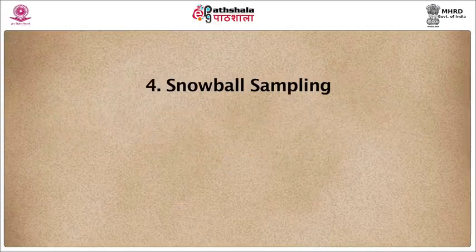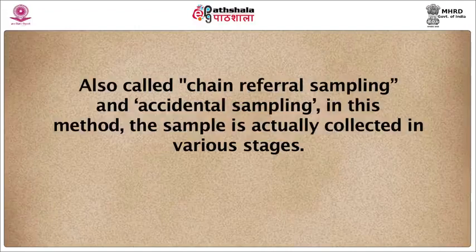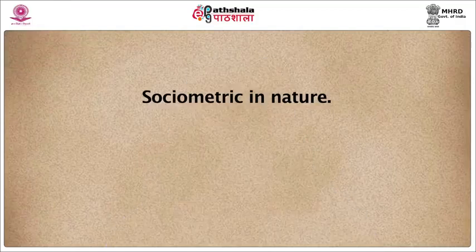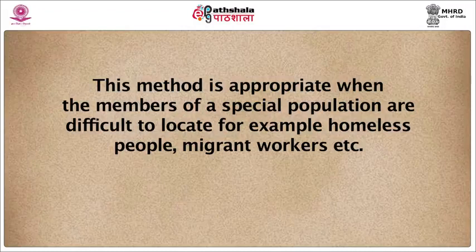4. Snowball sampling. Also called chain referral sampling and accidental sampling, in this method, the sample is actually collected in various stages. Snowball sampling is a non-probability sampling method which is sociometric in nature. This method is appropriate when the members of a special population are difficult to locate. For example, homeless people, migrant workers, etc.